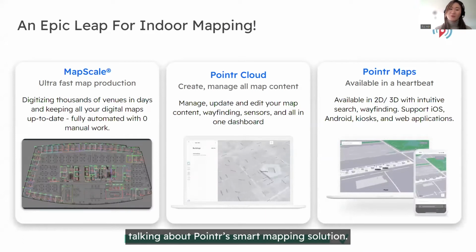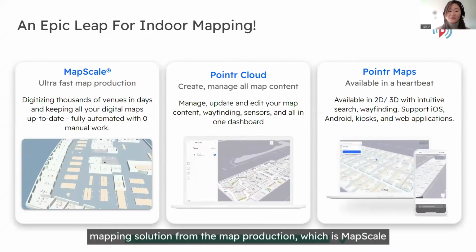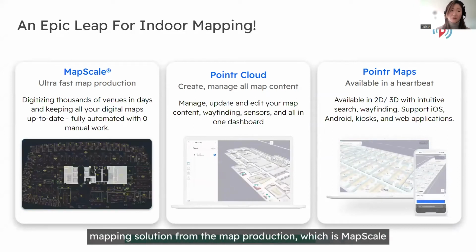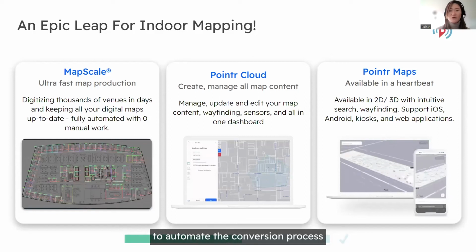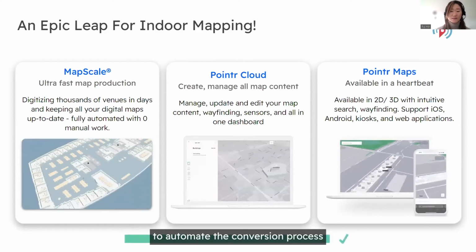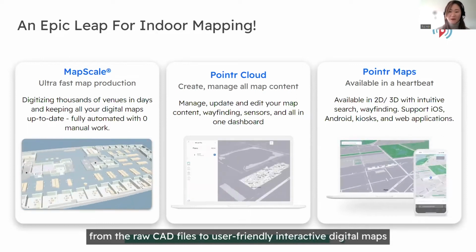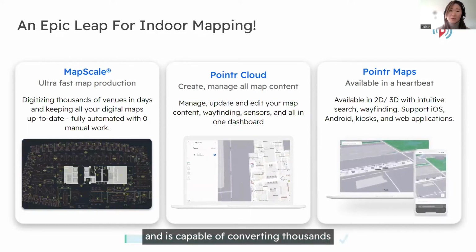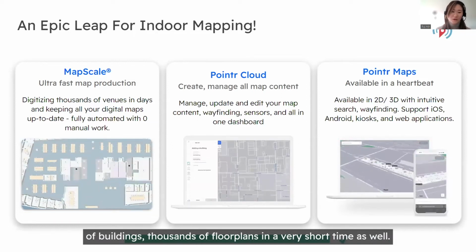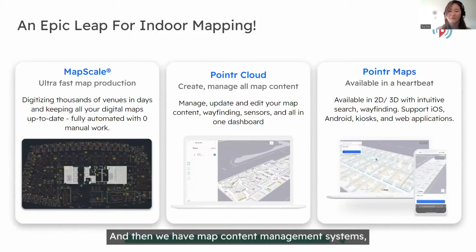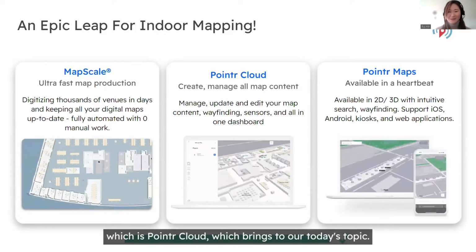Talking about Pointr Smart Mapping Solutions, here you can see we provide end-to-end mapping solutions, starting with map production, which is MapScale. It leverages machine learning algorithms to automate the conversion process from raw CAD files to user-friendly interactive digital maps in a matter of minutes, and is capable of converting thousands of buildings and thousands of floor plans in a very short time as well.